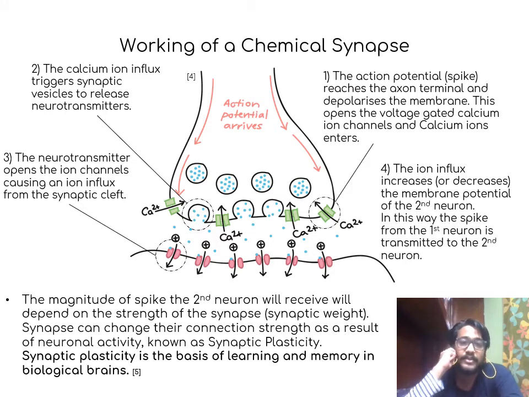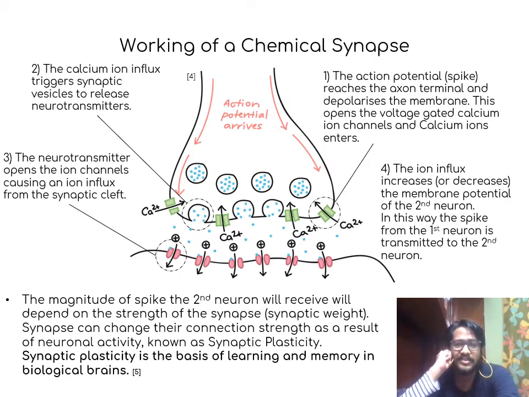Synapse helps in transmitting the APs from one neuron to the other. The AP opens the calcium channel in the first neuron, thereby allowing calcium ion influx. This triggers the synaptic vesicles to release neurotransmitters in the synaptic cleft. The neurotransmitters open the ion channels of the second neuron, causing ion influx in its dendrite. As more and more ions enter, the membrane potential of the neuron increases or decreases according to the type of ions entering. In this way, the spike from the first neuron is transmitted to the second neuron.